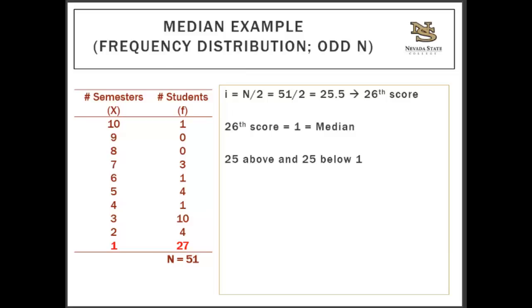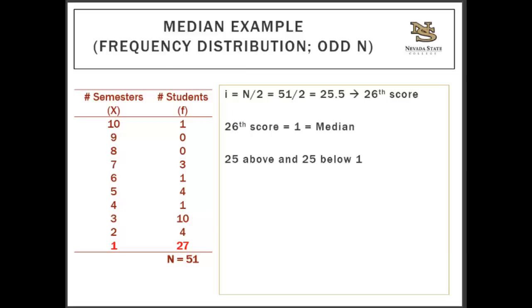Now, the way that I found 1 to be the 26th score, well, it's easier if you start at the end that has the highest frequencies in it. So if you look at the frequency distribution table, the vast majority of students had only been here for 1 semester. So in looking at that, 27 students at 1 semester, well, the first 27 scores are 1. That includes the 26th score. So that's our median. Now, if we wanted to go from the other end, remember you could go from the low end or the high end to find the location of the score.